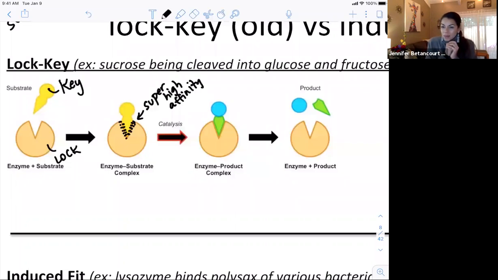Otherwise, the product's like, I'm cozy. Thanks for changing me around. I like it here. I'm gonna go ahead and stay. So that kind of defeats the purpose of the enzyme. Enzyme's like, no, go. I fixed you, so leave. Well, if the affinity is favorable, it's not gonna happen.